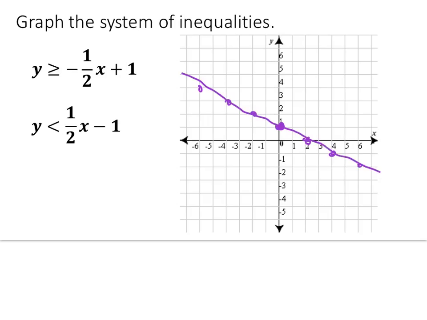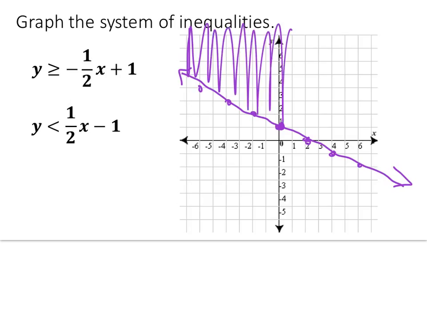Oh, this is really hard to do on here. Hopefully yours looks better than that. And now for the shading part. If y is greater than all of this, then you're going to shade above the line. Y is greater than everything, so I'm shading above this line.